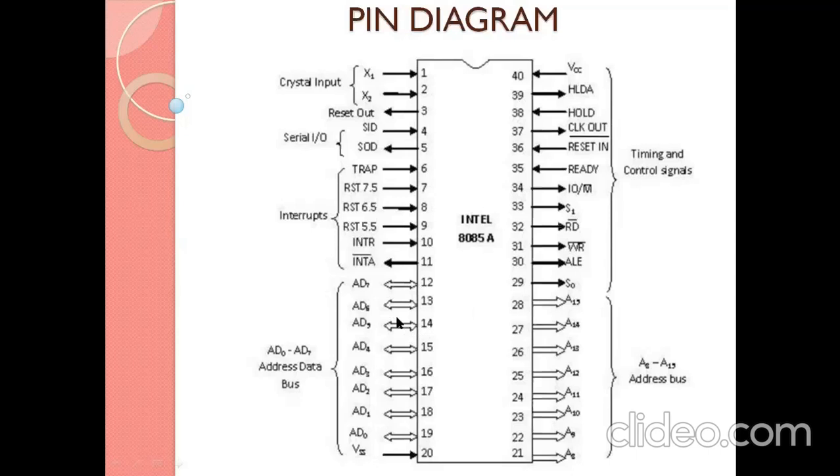A bus is nothing but a group of lines combined together to transfer the signal from one place to another place, or one device to another. That is called a bus. These are called single lines: pin number 1 to 11 are single lines. Pins 12 to 19 and 21 to 28 are called buses. Now we can see the function of each pin.